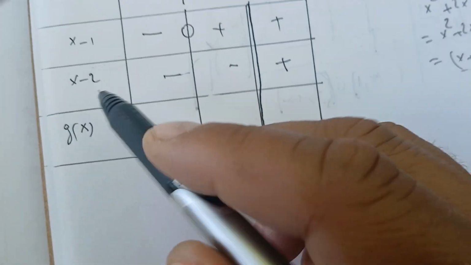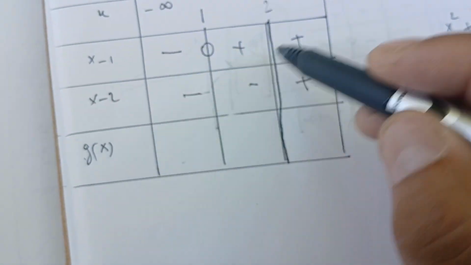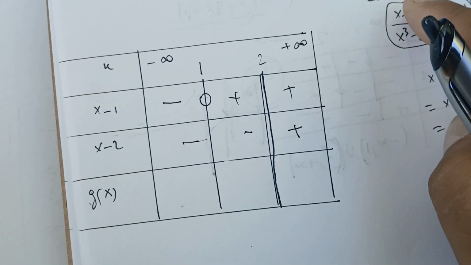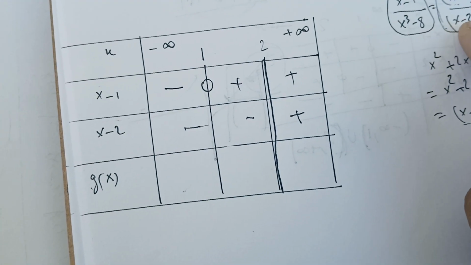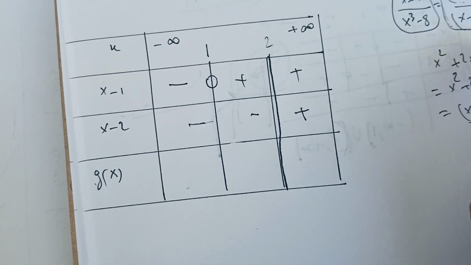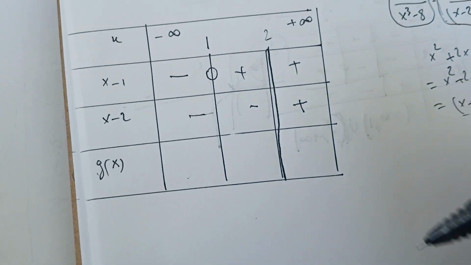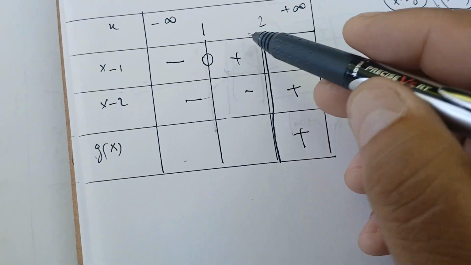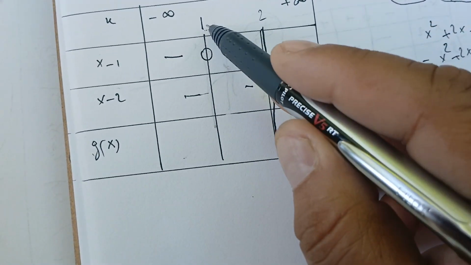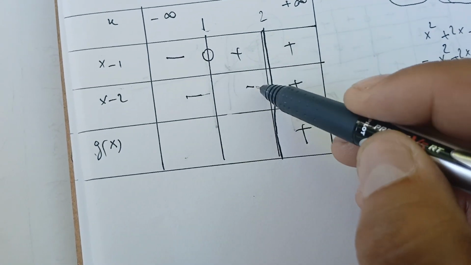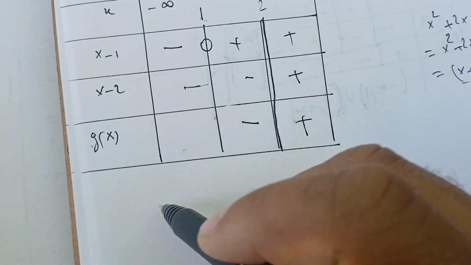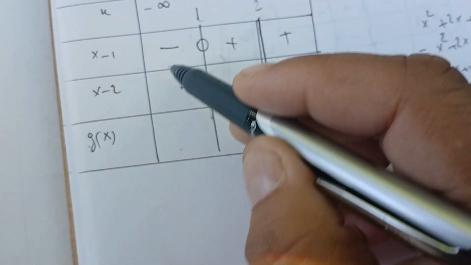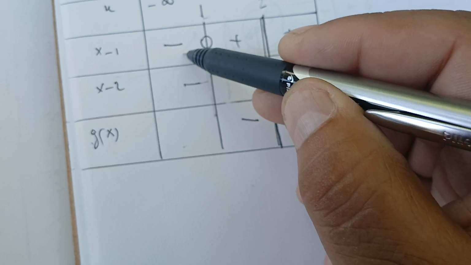Now to get the sign, I take the product, because this fraction means it's x minus 1 over x minus 2. It's like x minus 1 times 1 over x minus 2. So when both of them are bigger than 2, I have positive sign. When both of them are in the interval 1, 2, one is positive, one is negative, so the sign is negative. When both of them are less than 1, both of them are negative, and therefore that product is positive.